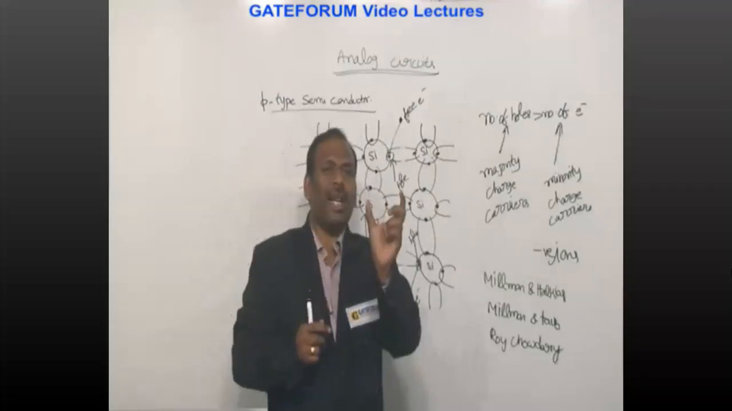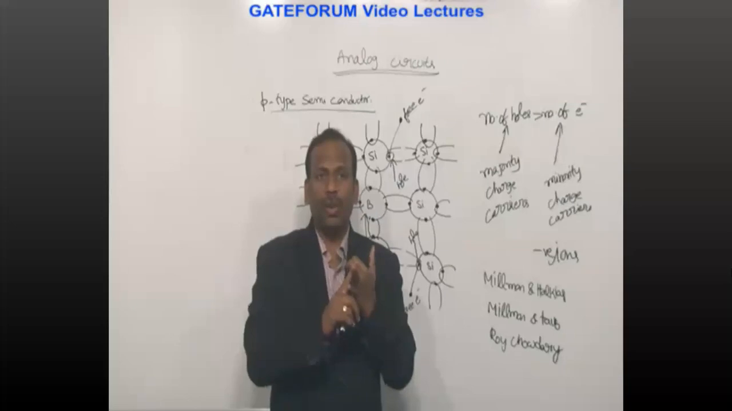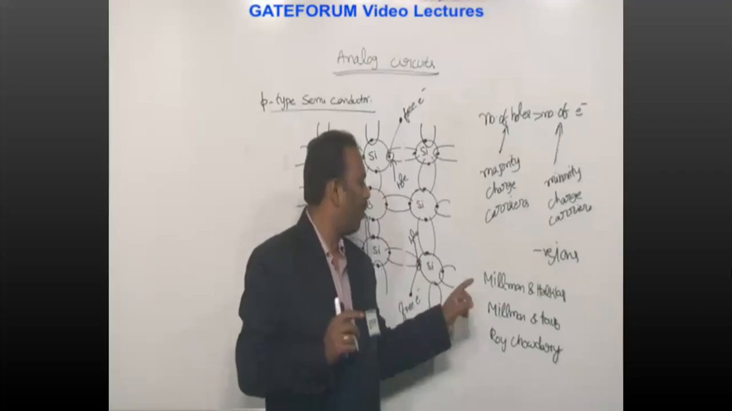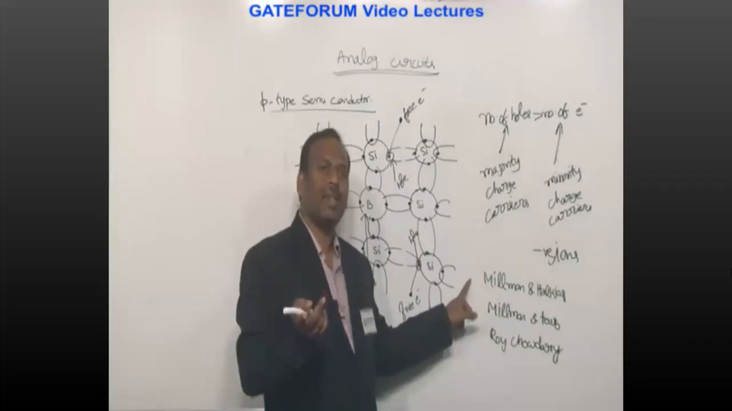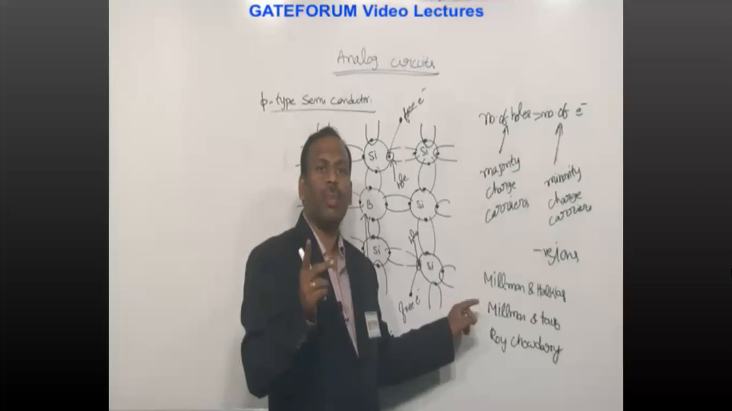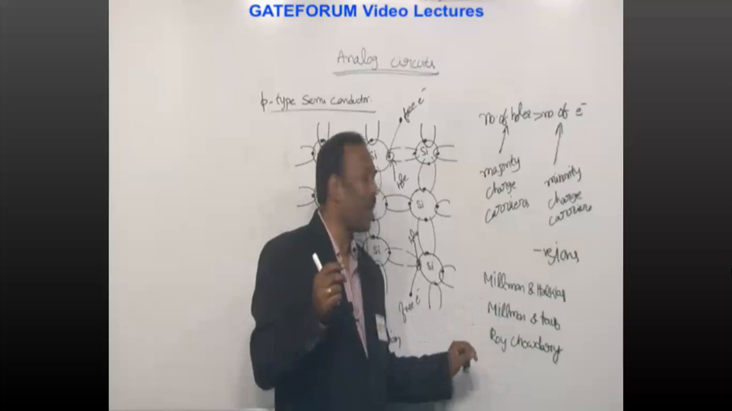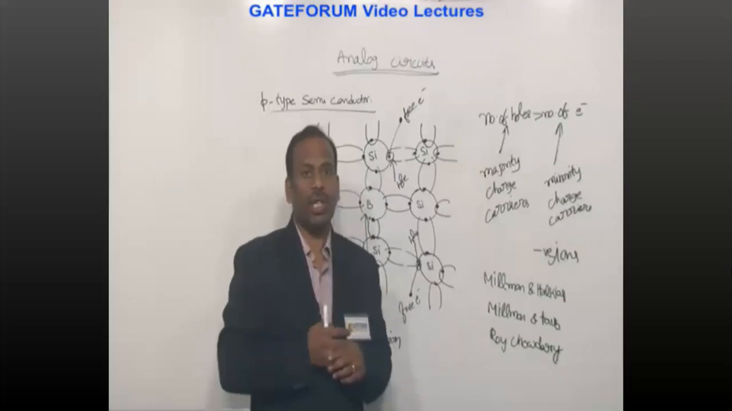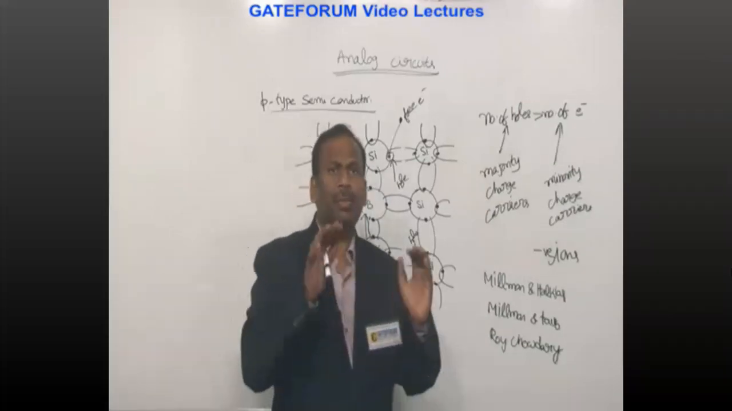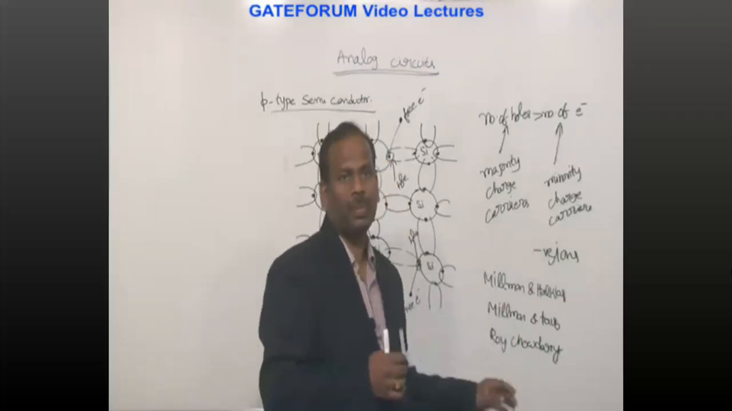So for electronic devices, rectifiers and diodes, you can go for Millman Halkias, Integrated Electronics or Electronic Devices and Circuits. Then clippers, clampers, pulse and digital circuits by Millman and Taub. Operational amplifiers by Roy Choudhury. These are the best books as of my knowledge. I am referring from these books.